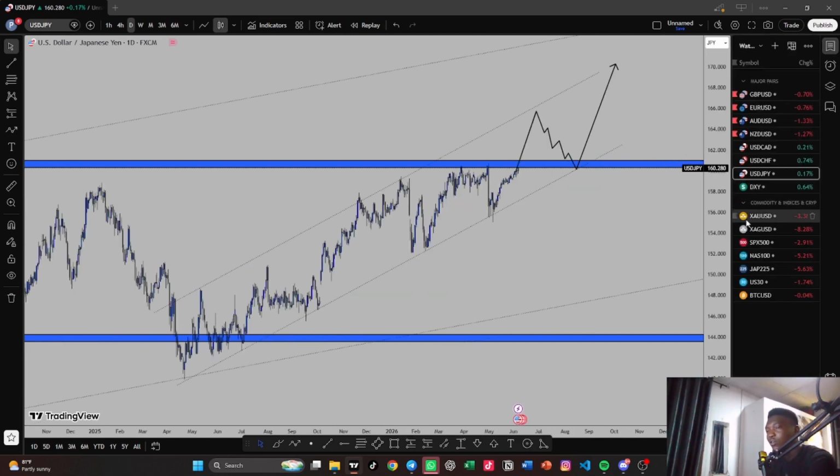And that is all for the major currency pair. I know that you have been enjoying. Yeah, now let's move to the other market.